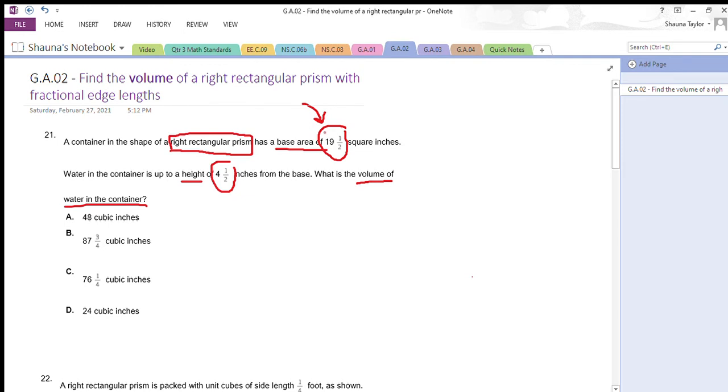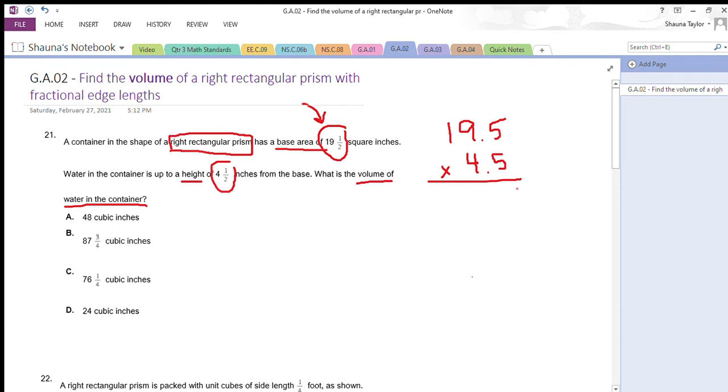Alright, so I'm going to try to use these two numbers. I'm going to try multiplying because area is multiplying, right? But I don't like that fraction, so I'm going to change it to a decimal. Do you agree with me that 1/2 is the same as 0.5, right? So I'm going to change this 19 and 1/2 to 19.5. Like 50 cents. And 4 and 1/2 is the same as 4.5. Okay, so let's just multiply it together.